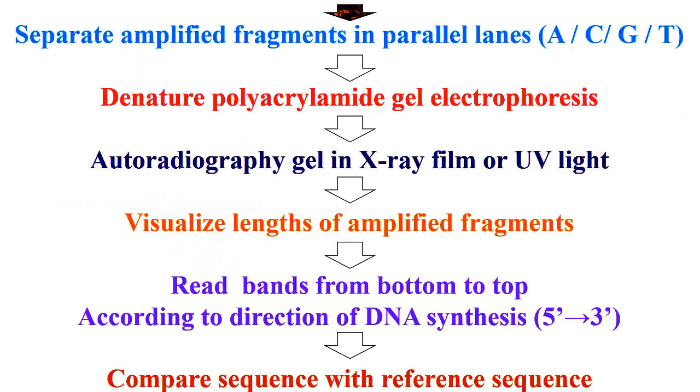After that, separate the amplified fragments in parallel lanes in denaturing polyacrylamide gel electrophoresis, and autoradiograph the gel on X-ray film, or UV light, to visualize the length of the amplified fragments, and read bands from bottom to top according to the direction of DNA synthesis, to compare the sequence with the reference sequence, as mentioned in the next slides.